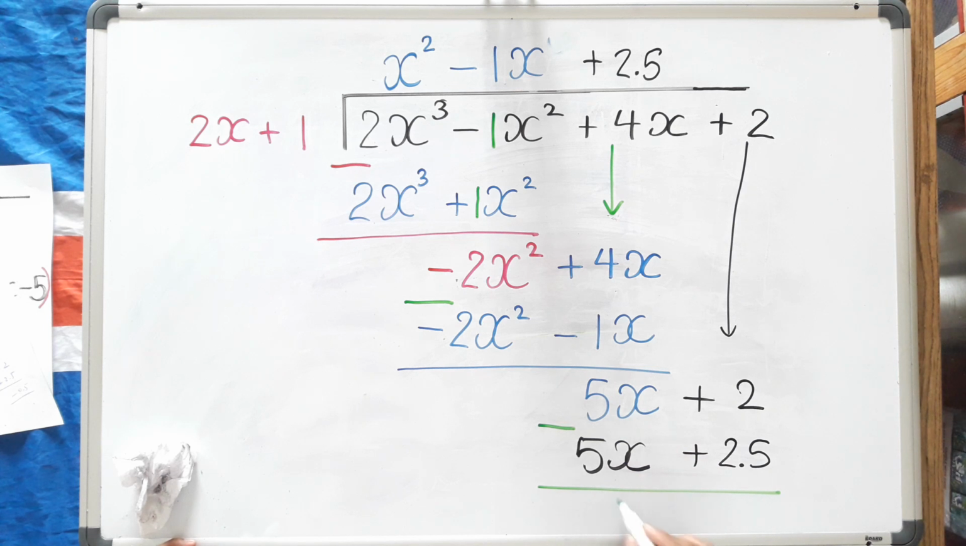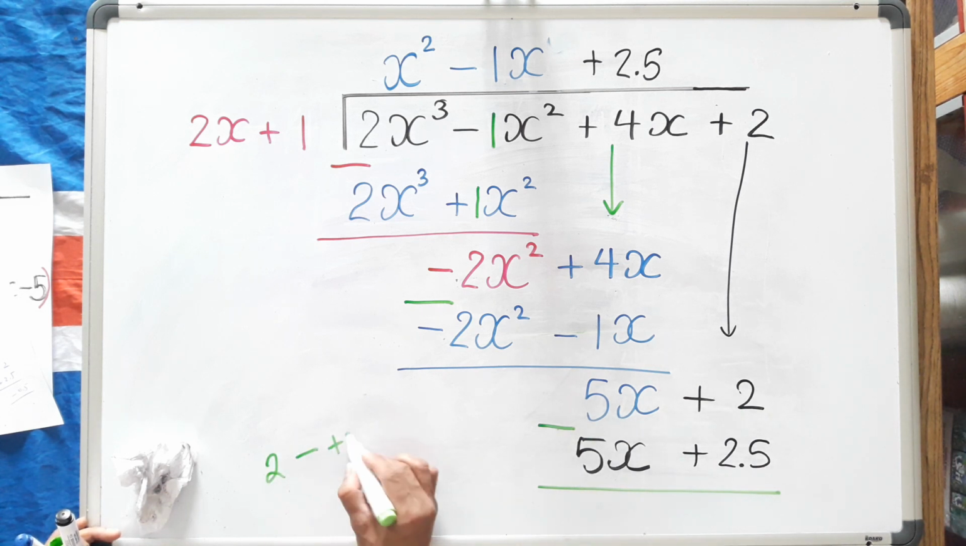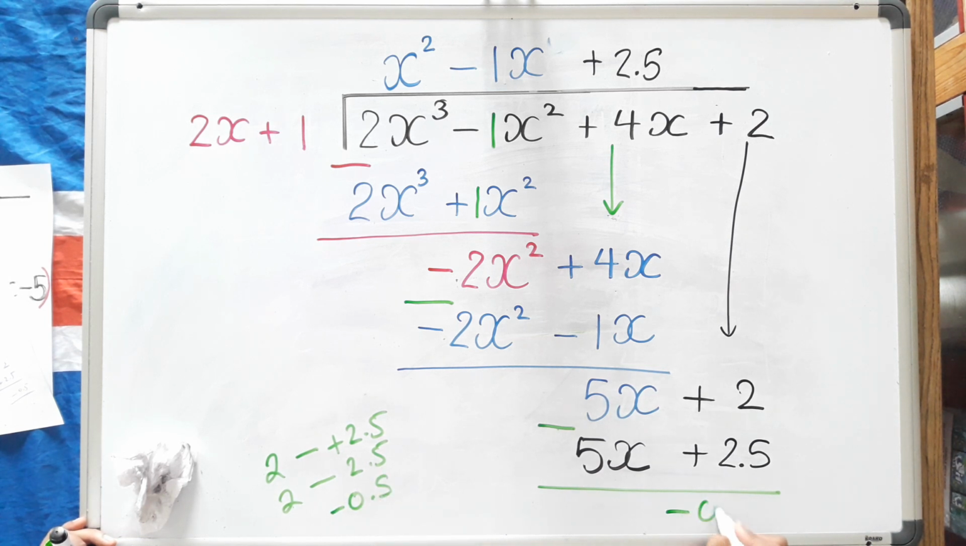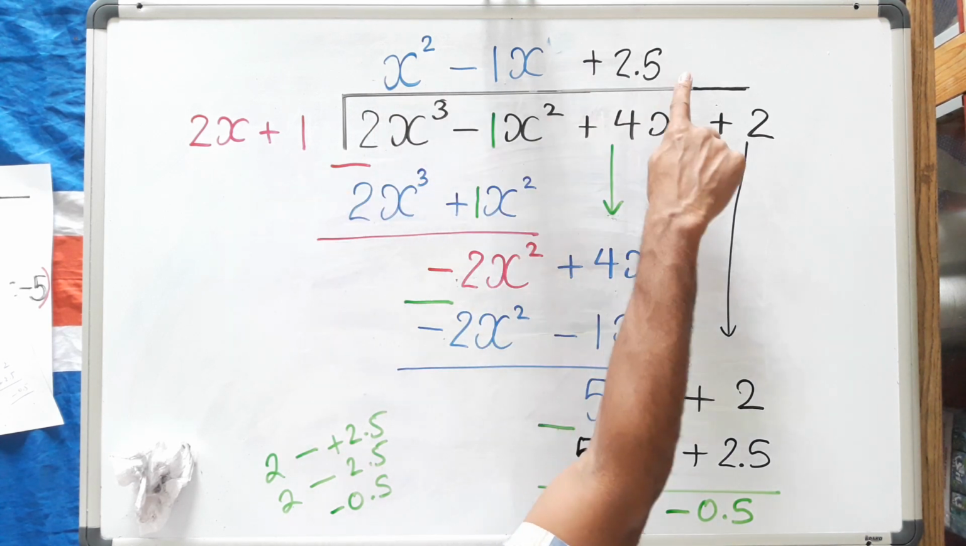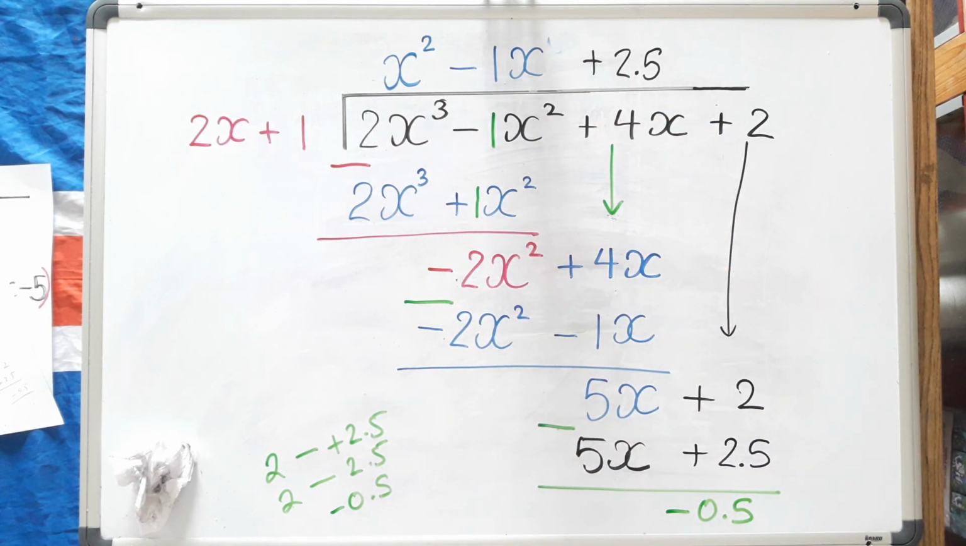5x minus 5x is 0. I'm not going to bother to write it. I'm on the right track. And 2 minus positive 2.5. So we end up with 2 minus 2.5, because a negative and a positive is a negative. You will get negative 0.5. Right? So when we divide this cubic by 2x plus 1, we get this quadratic, and this is our remainder here. Our remainder, I'll just put R for remainder, is minus 0.5 or minus a half.